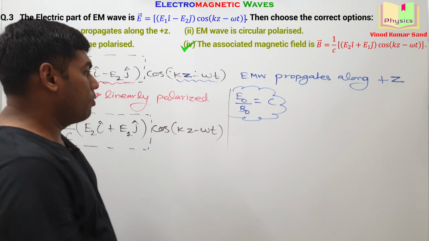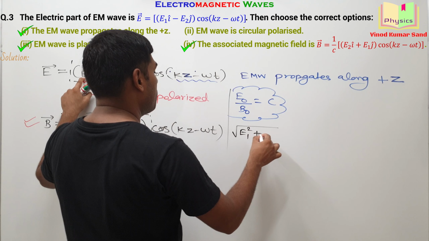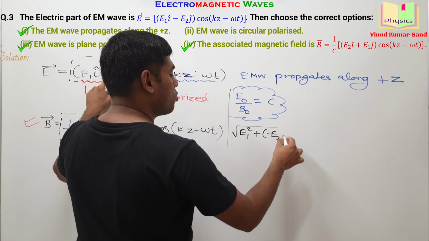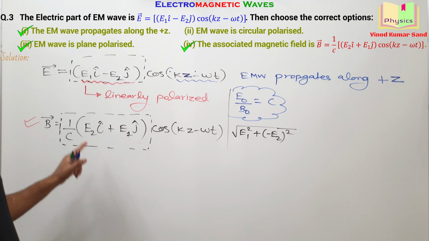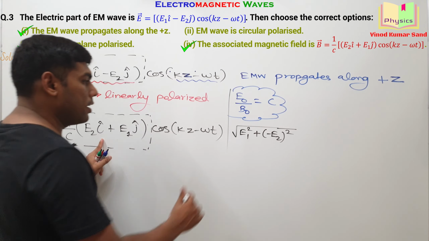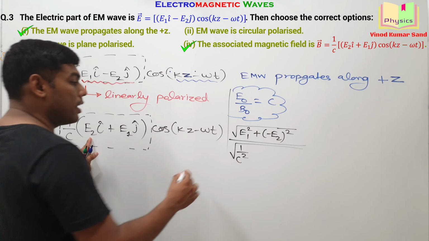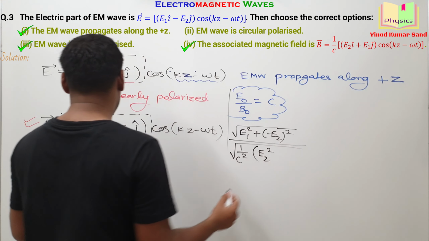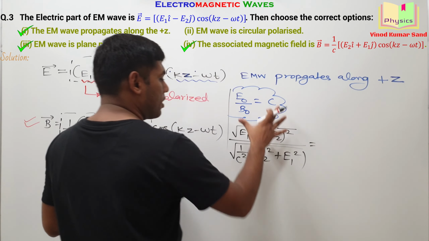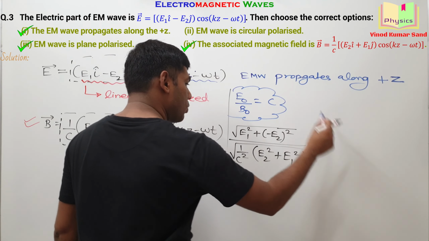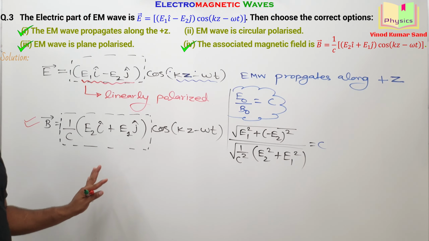I am putting in the values. The E naught will be root of E1 square plus E2 square. Do you agree? You know how to take the magnitude of the vectors. Now let's obtain the B naught from here. It will be root of 1 by c square, and then inside the bracket we have E2 square plus E1 square. Check it. In the RHS we are actually getting c. Okay, it means the first test is getting satisfied.